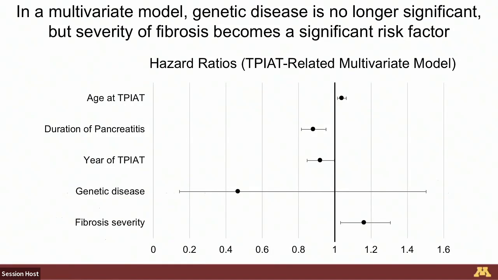And just to mention, I wanted to highlight some of the changes we see in the multivariate model, including the fibrosis severity, which becomes a risk factor or increased risk for mortality. And the genetic etiology is no longer considered to be protective. We think that's just due to compounding with the year or with the duration of pancreatitis and the age at TPIAT.